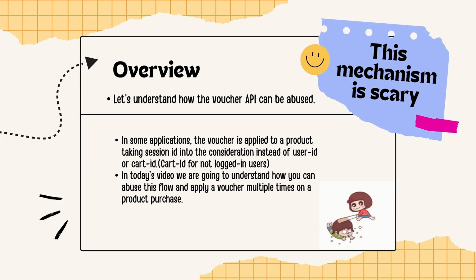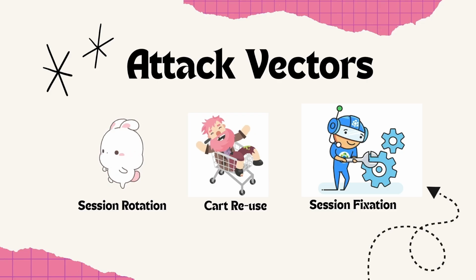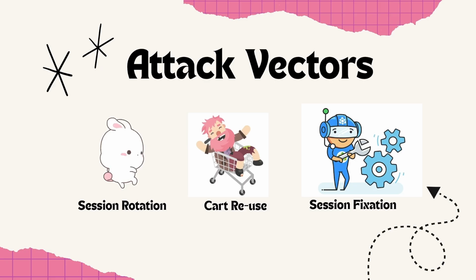Okay, so in today's video we are going to understand how you can abuse this flow and apply multiple vouchers on the same product purchase. Ideally it should link that particular discount with the cart ID in the case of a non-logged-in user, and the user ID in the case of a logged-in user. But if the application takes the session ID into consideration, then it can lead to this vulnerability. I'm going to explain it with an example in the next slide.